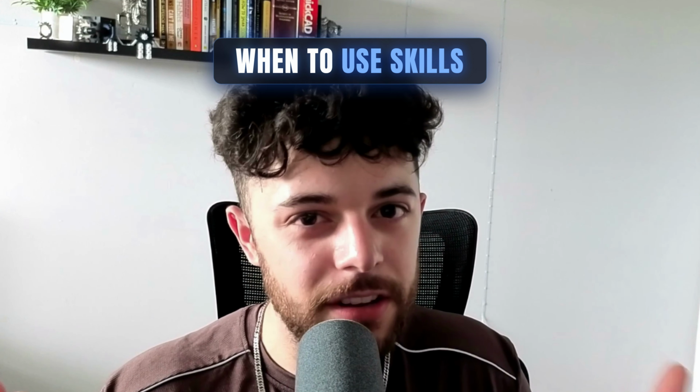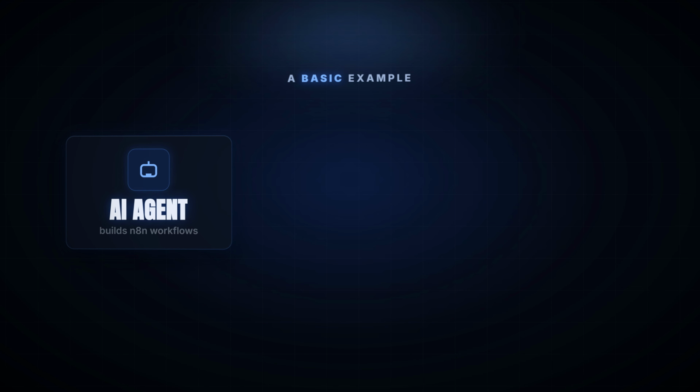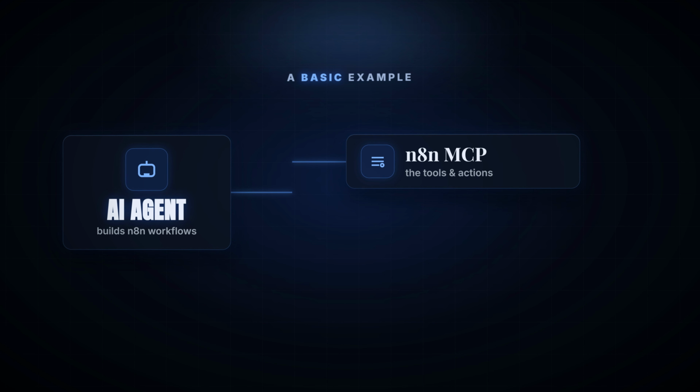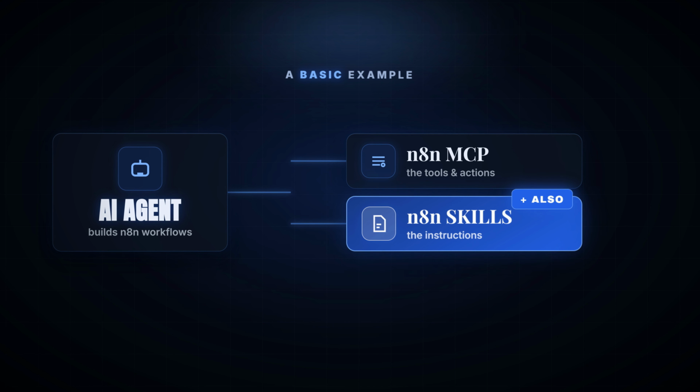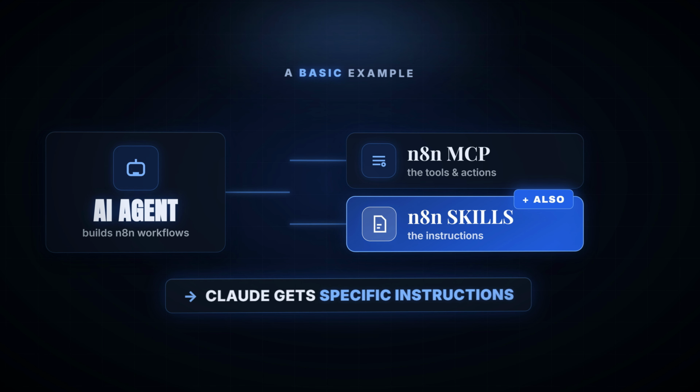So now we just need to talk about when you actually need the skills. Well, it's kind of self-explanatory, because if you're setting up an agent or a system that needs to perform specific tasks all the time, that's when you want to use skills. So as a very basic example, if you're setting up an AI agent that is intended to build N8N automations, you would use the N8N MCP, right? Well, along with the N8N MCP, we would also install the N8N skills, because this is going to give Claude specific instructions on how to do certain things within N8N.